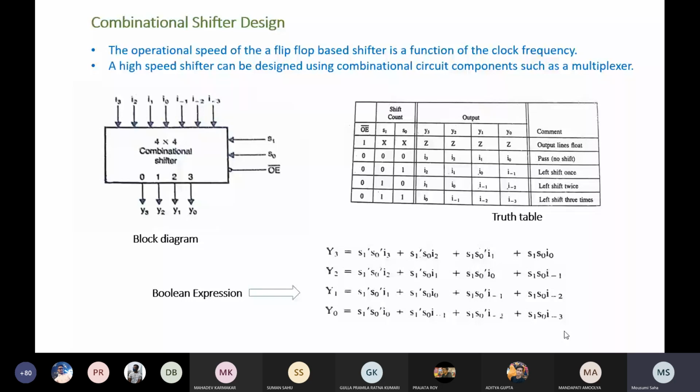Now this circuit that you designed last, the one with the flip-flop, will take time. It depends on the clock, but we can design the same thing differently.